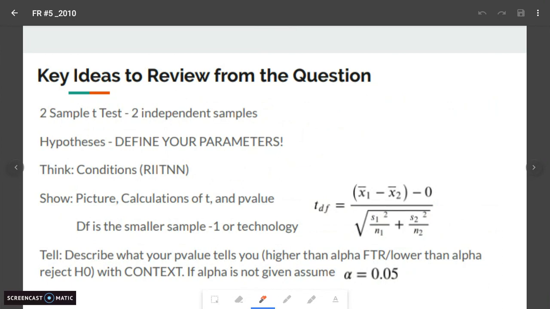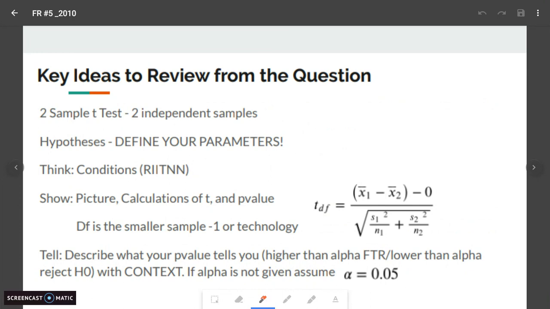So again, those key ideas from this question to remember, it's a 2-sample t-test because we have 2 independent samples. Now with our hypothesis, you have to define your parameters. You have to have some context thrown into that mix so that your grader can clearly understand that you know what you're doing and how you're subtracting and what's going on. Okay, the next thing is your conditions. R, I, T, and N we talked about.